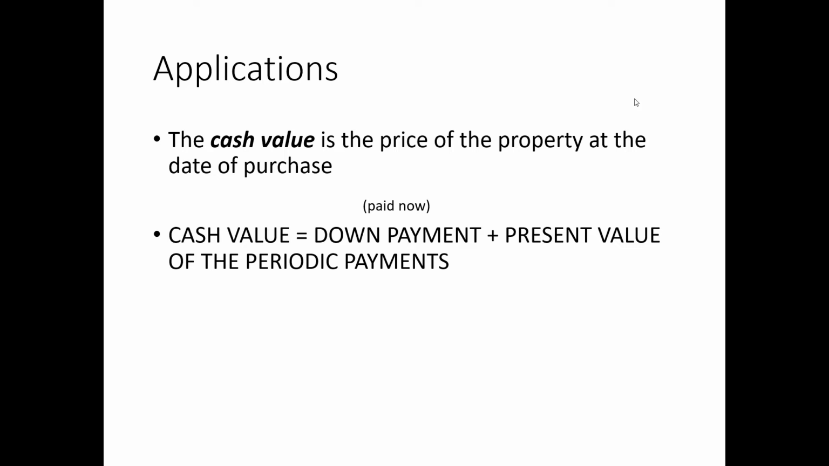So the cash value of whatever it is that you're buying breaks down to two components. The down payment, which you pay now, plus the present value of those payments. Together, they represent the cash value. Now note, if you're asked to find what the payments are, that's based on how much you borrow, not how much you paid for the property. It's very, very important. Let's do some examples.